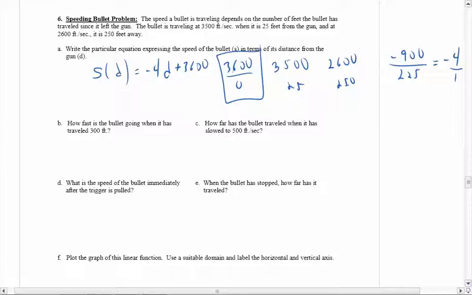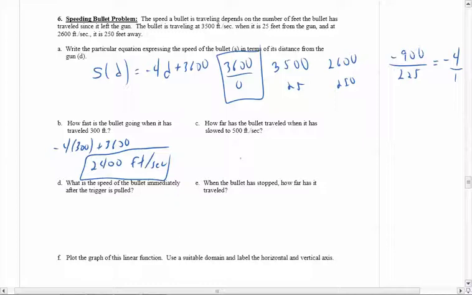So how fast is the bullet traveling when it has traveled 300 feet? Well, we can take a look. If we plug this into our formula, you're going to get negative 4 times 300 plus 3600. That's negative 1200 plus 3600. This thing was moving around 2400 feet per second. Okay, and that's kind of what we predict, because it's at 2600 at 250. A little further, it's going to be a little slower.